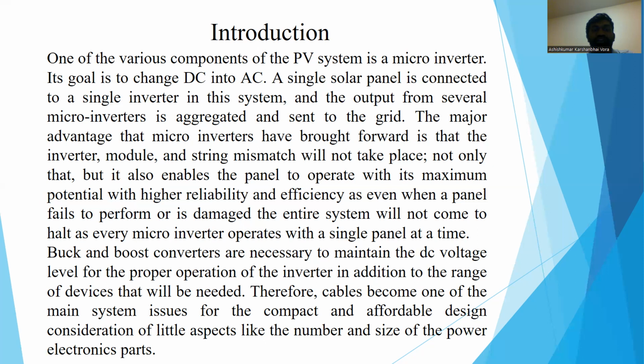Buck and boost converters are necessary to maintain the DC voltage level for the proper operation of the inverter, in addition to the range of devices that will be needed. Therefore, the cable becomes one of the main system issues for the compact and affordable design, with consideration of small aspects like the number and size of the power electronics parts. So this is the introduction. It is basically changing DC into AC by using different topologies in the PV system. So that is the main thing which we are performing in this project.